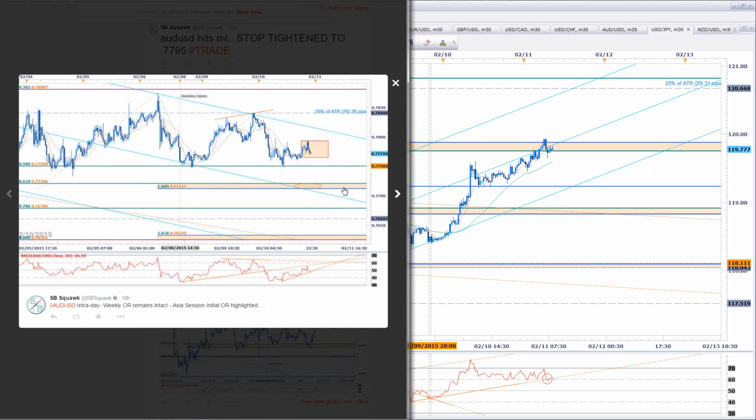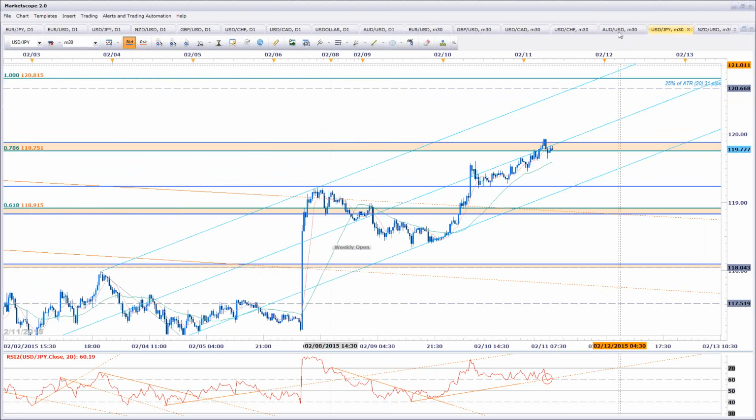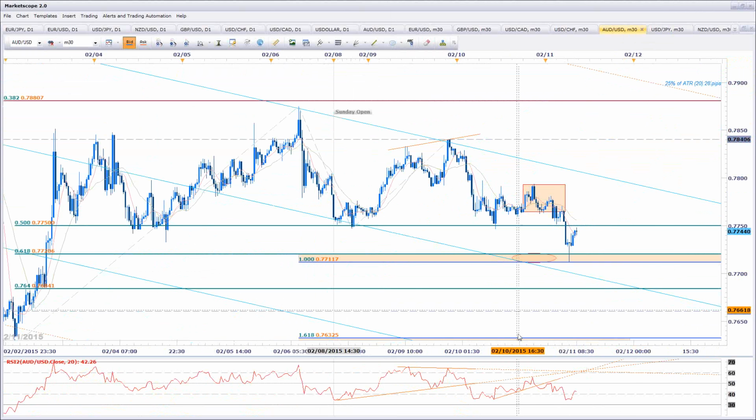So while we circled this here, it happened a couple hours later. But it was accompanied by a trigger break in momentum and a really nice setup, a perfect example of how you want to play these intraday opening range breaks. So here's what the Aussie looks like now.